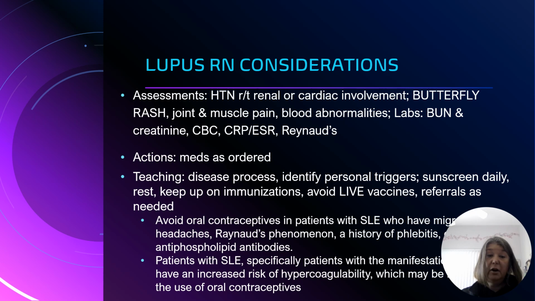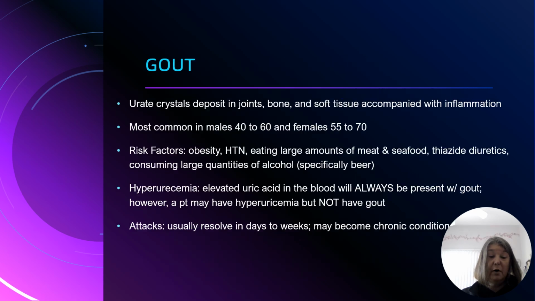And then, of course, if there are referrals to nephrology, pulmonology, cards, whatever, we're going to help with that process. Now we are talking about gout. Gout is a disease in which monosodium urate crystals are deposited in joints, bones, and soft tissues, accompanied by inflammation. Most commonly found in males, 40 to 60, and females, 55 to 70.